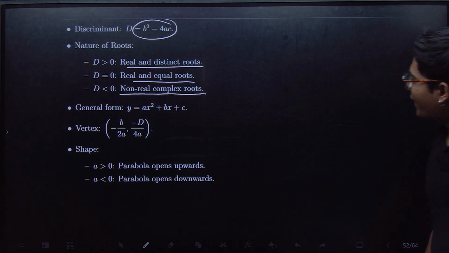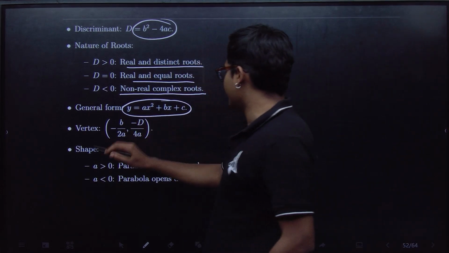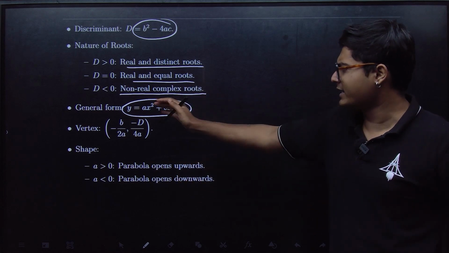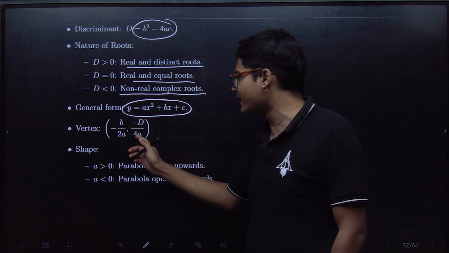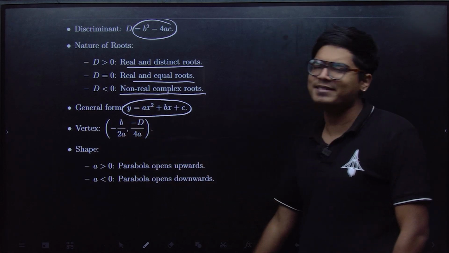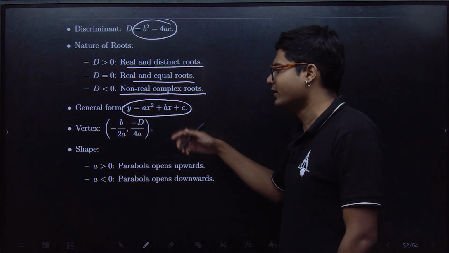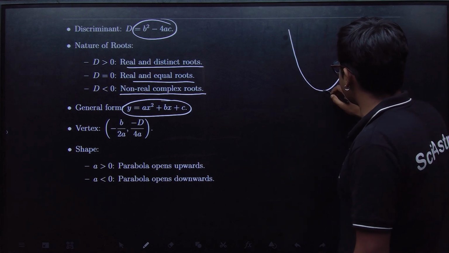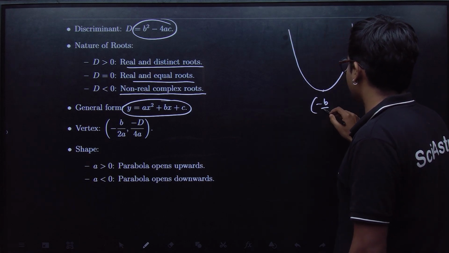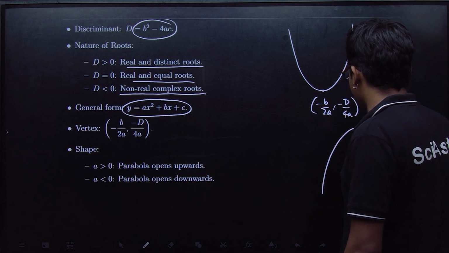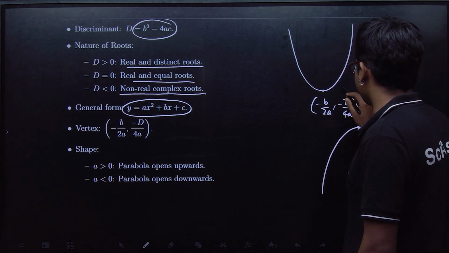Now, if you look at the function of a quadratic as y equal to ax square plus bx plus c, it's nothing but a parabola, which is a later chapter, but it looks like a parabola whose vertex is minus b by 2a and minus d by 4a, where d is the discriminant. If a is greater than 0, it's an upward facing parabola. It will look something like this, where this is the vertex. Similarly, if a is less than 0, it's a downward facing parabola, where this is the vertex.